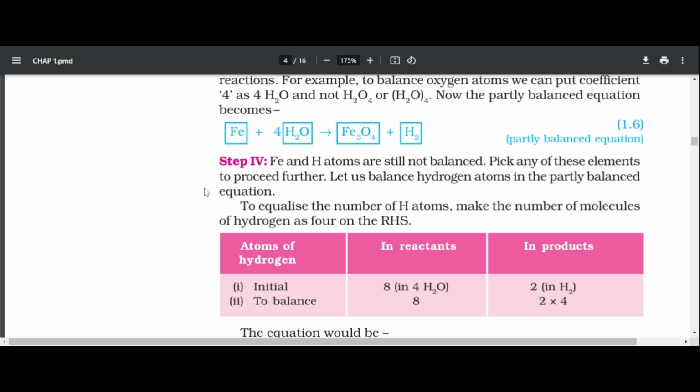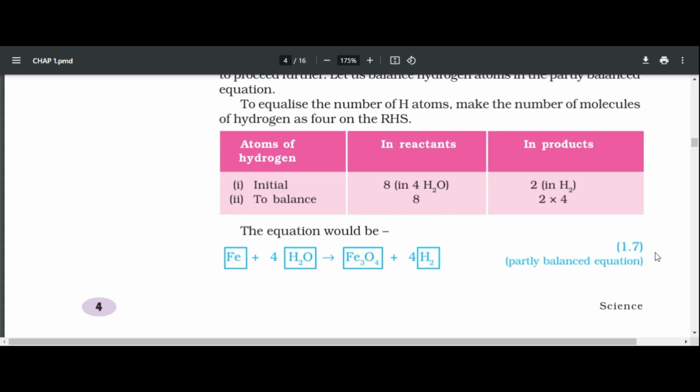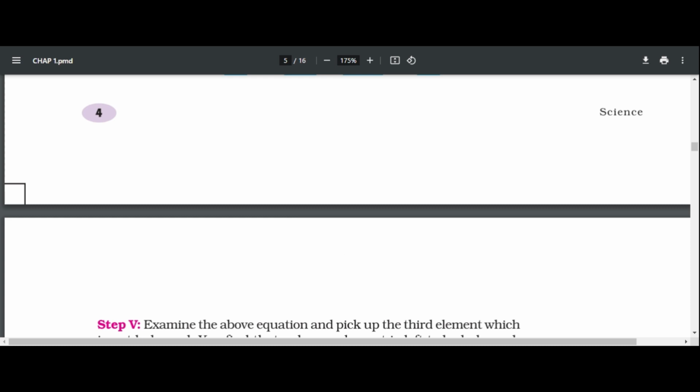Step 4. Iron and hydrogen are still not balanced. Pick any of these elements to proceed further. Let us balance hydrogen atoms in the partly balanced equation. To equalize the number of hydrogen atoms, make the number of molecules of hydrogen 4 on the RHS. Initially in the reactants there are 8 in 4H2O, in the product 2 in H2. To balance, the reactant will remain the same and the product will be multiplied by 4. The equation would be Fe plus 4H2O gives Fe3O4 plus 4H2.